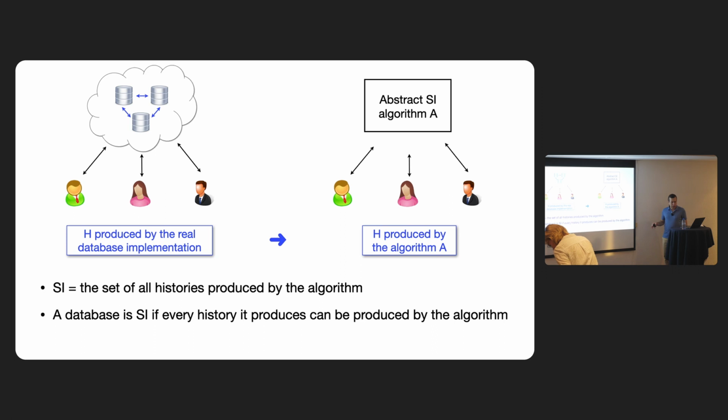Okay, so let me finish with snapshot isolation. I'll say a few things that I didn't have time to say in the previous lecture. Again, I've presented you this abstract algorithm, and the picture here is that snapshot isolation is defined as the set of all histories that are produced by this algorithm. And then the database is SI if any history that it produces can also be produced by the algorithm.